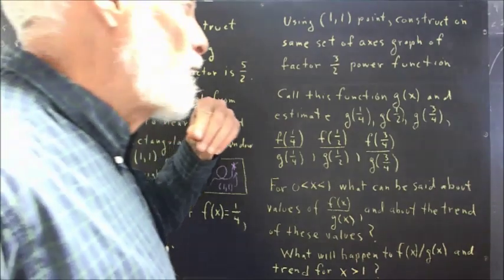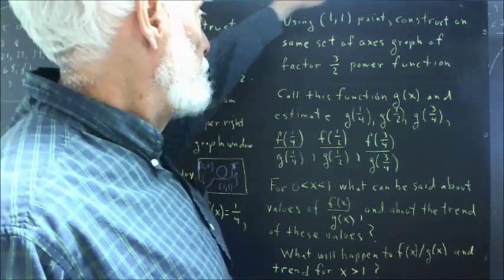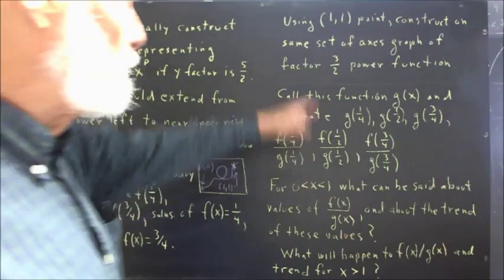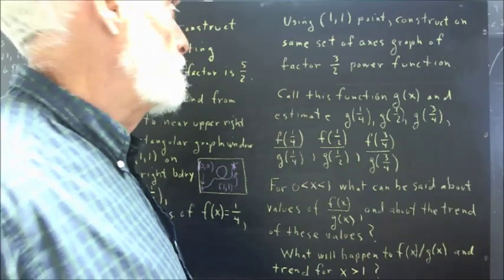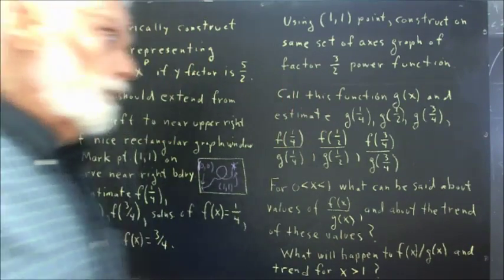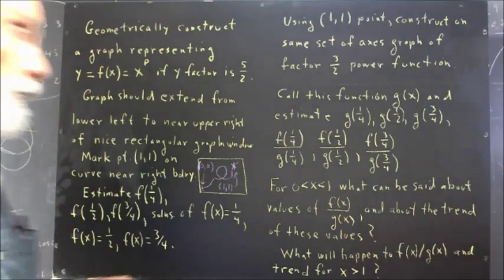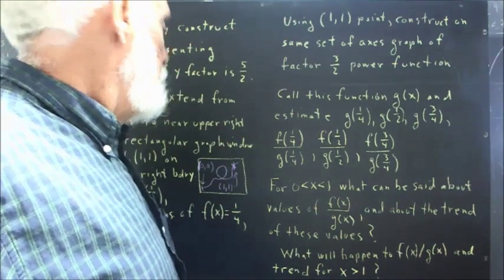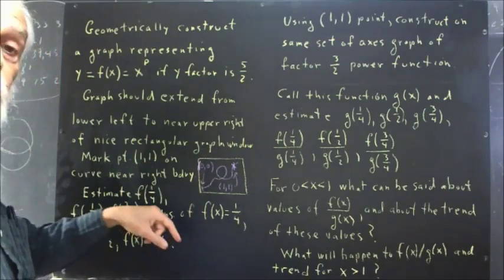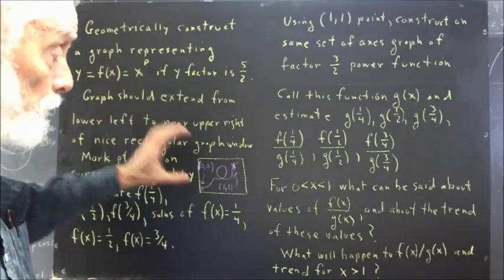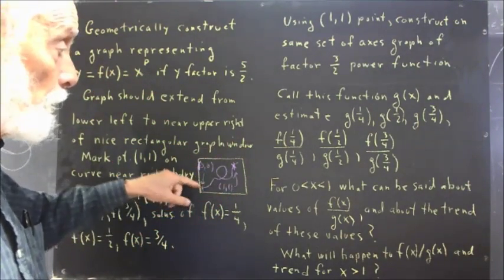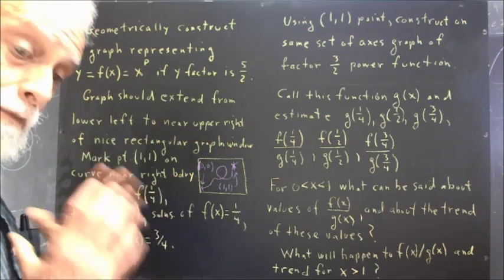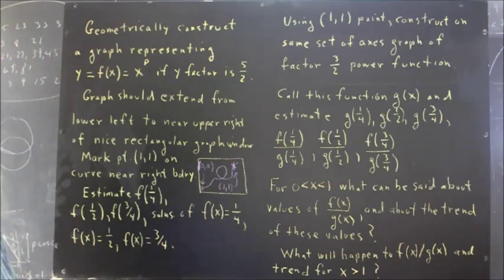Okay, well, then, using the 1, 1 point on the same set of axes, construct the graph of the 3/2 power function. Now, we already constructed that in the preceding videos. Okay, so you would have to repeat that, but on the same set of coordinate axes. So you'll have the graph of one function and you'll have the graph of the other function, so that you can compare the two graphs.